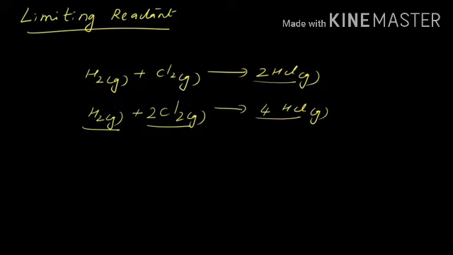So if you are keeping the number of moles of hydrogen constant, if you are not changing it, what will happen? One of the reactants is in excess quantity, because we have increased the amount of chlorine, but the other one, hydrogen, is limited. The amount of hydrogen is less, so it will not allow the chemical reaction to proceed. Even though the amount of chlorine is very high, the amount of hydrogen is very less, so what will happen?